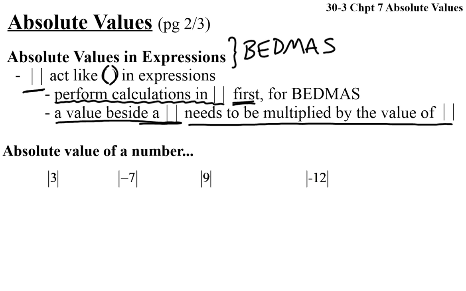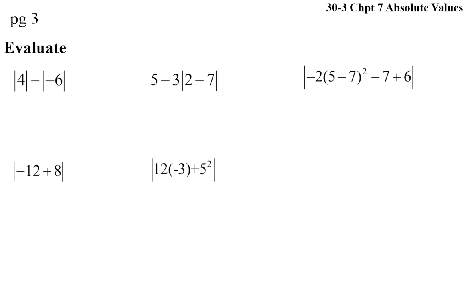So let's take a look. Page 3. If I want just the absolute of 3, that's just 3. It's going to stay positive. The absolute of -7 is going to be 7. The absolute of 9 is going to be 9. The absolute of -12 is going to be +12. That's what an absolute sign is doing, just telling us that the number in the absolute has to be in its positive form. But here's where we get to calculations.